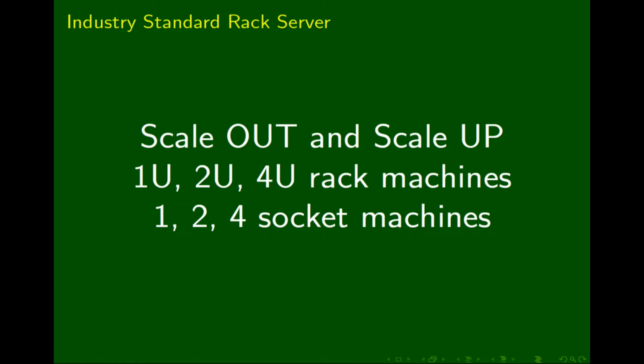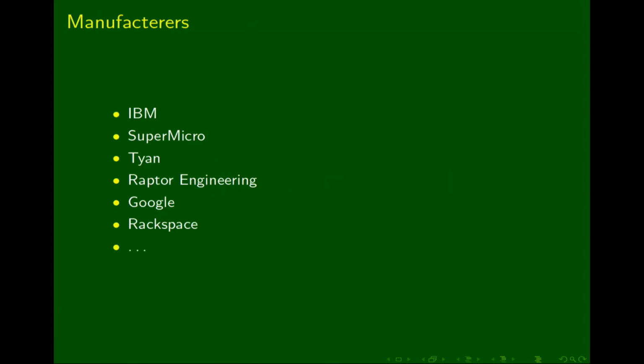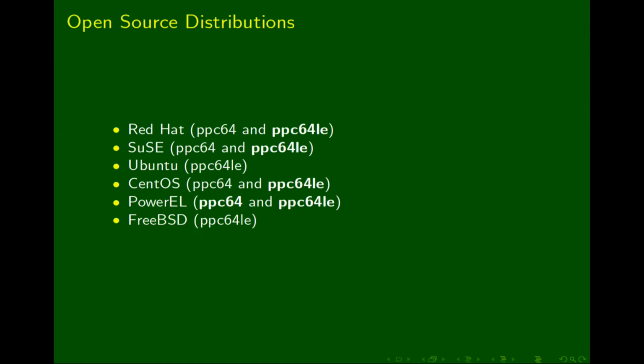Typically, you have two types of machines, scale-out and scale-up machines. They come in 1, 2, 4 U racks and multiple sockets up to 4. Some of the newer ones even have 8 sockets on there. A list of manufacturers. So you see, of course, IBM there because they were the original makers of the platform. But you even have Supermicro, Tyan, Raptor, Google, Rackspace, Facebook has started building their own machines. So you have a lot of them there.